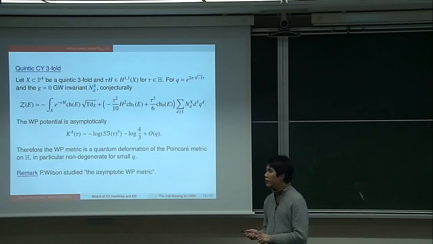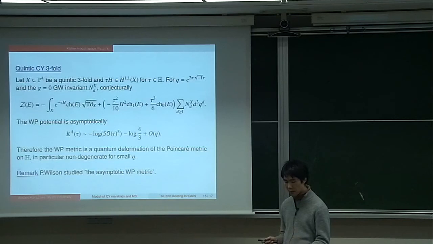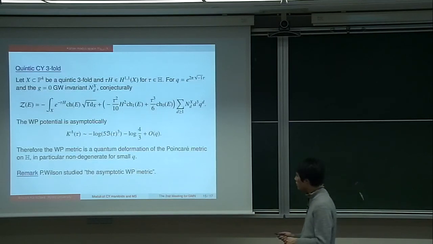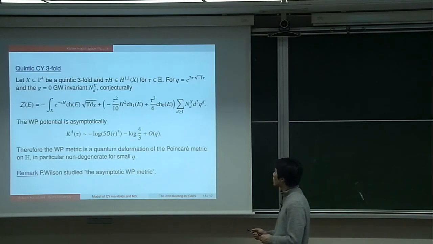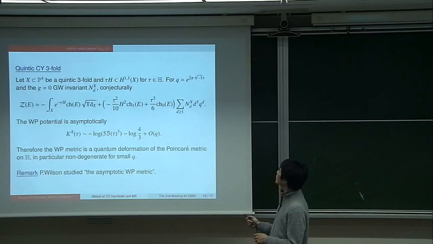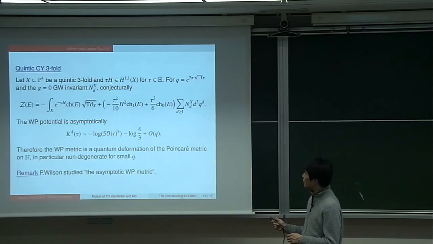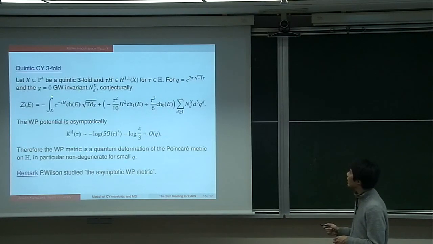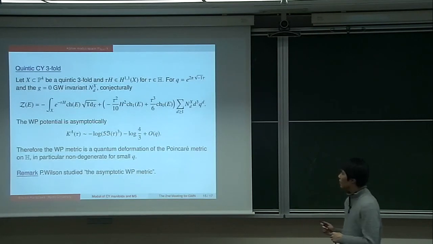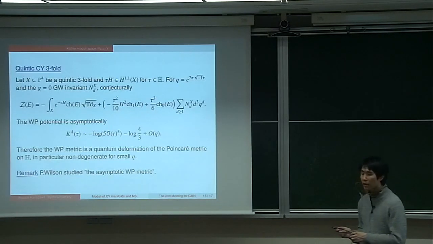And what about the quintic threefold? The existence of a stability condition for the quintic has not been proven, but conjecturally it's given by this central charge, where this q is, maybe I should explain it. We consider the complexified Kähler parameter tau h, where h is a polarization, tau is an element in the upper half plane, q is the exponential of that, and n is a Gromov-Witten invariant of X. Then the central charge is given by this, and if you compute the potential, you get this asymptotically. It's given in this form.